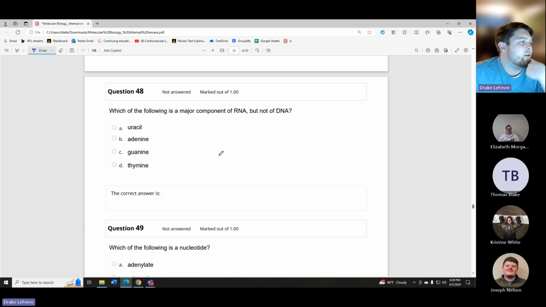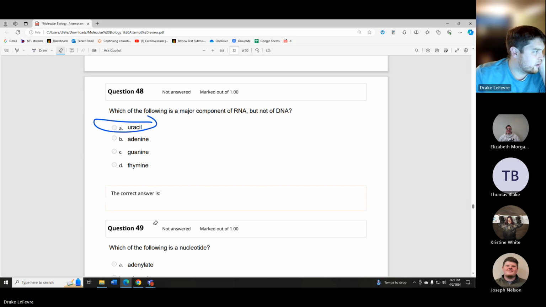Which of the following is a major component of RNA but not DNA? We should know this one. Yeah, uracil. Maybe. Where's the answer? Oh, it's down here. There we go.